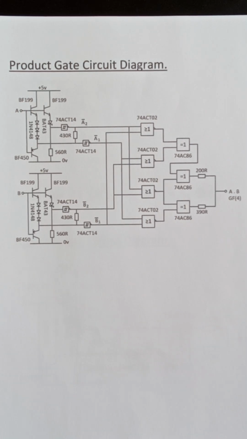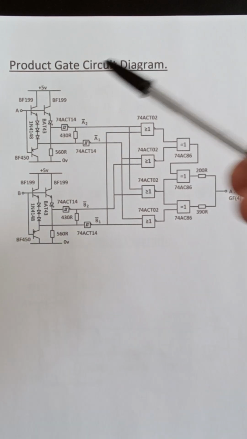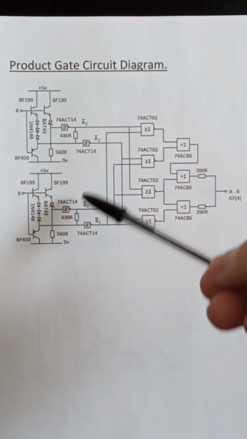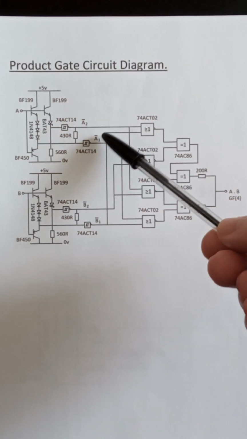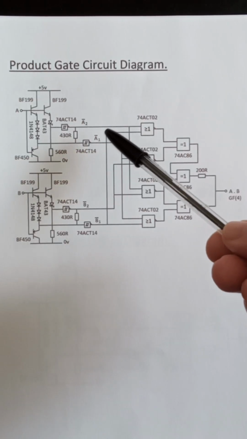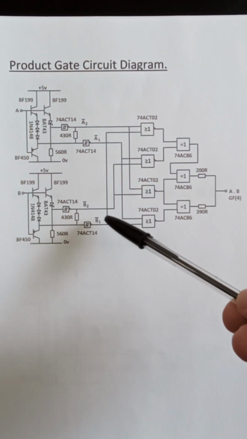This is the product gate circuit diagram. Again, quaternary to binary conversion going in here. Got inputs A and B here: A2, not A2 and not A1 for A, and not B2 and not B1 for B.